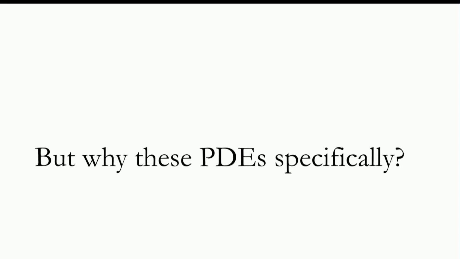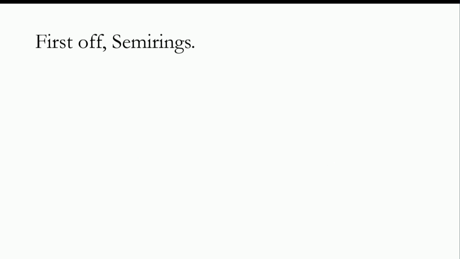And now you might be asking why these PDEs specifically, right? Because I just gave you these 3 PDEs, but why these? Okay, so that's the next part. But first I have to explain a little bit about semirings. Okay, so what is a semiring? A semiring is just a set with 2 binary, associative, and commutative operations. We call them plus and times, but they're not the classical plus and times.